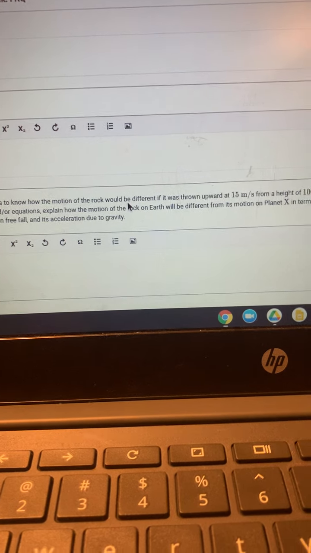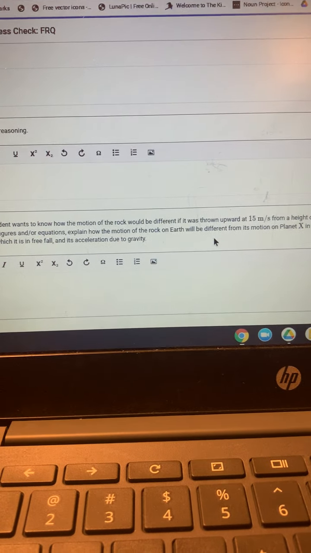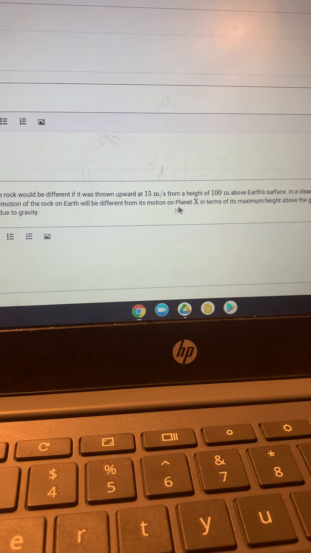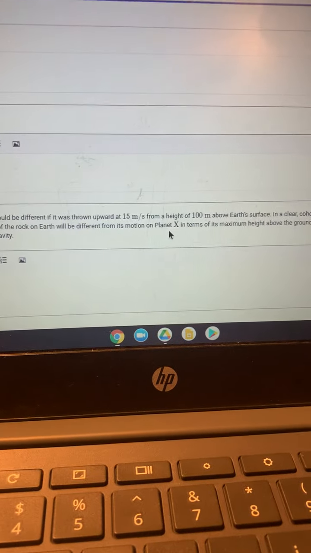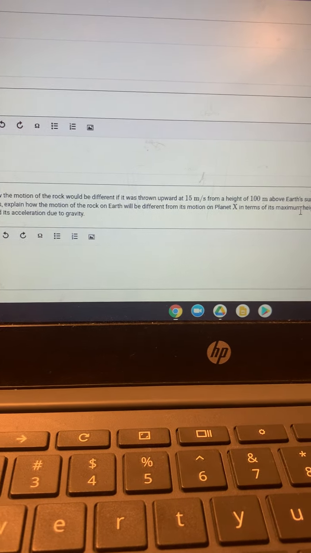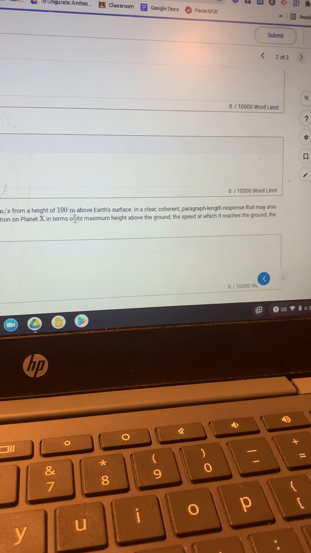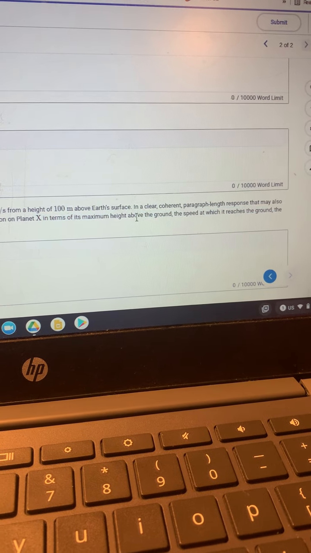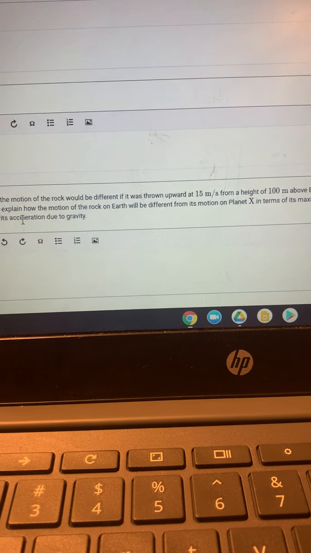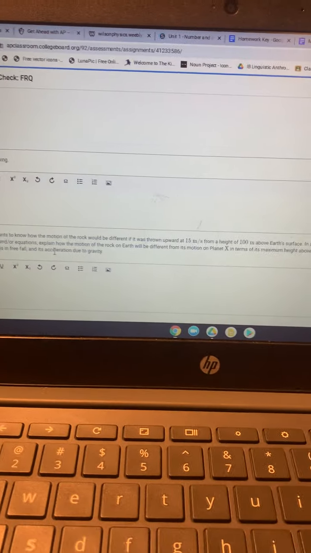acceleration due to gravity. So just from reading this question, it's pretty clear what College Board wants us to state, and so those are pretty much 4 main points that could be earned from this question. Because it asks us the maximum height above the ground, the speed at which it reaches the ground, the time in which it is in free fall, and its acceleration due to gravity, we just have to identify what those 4 main points are. Let's put this here.